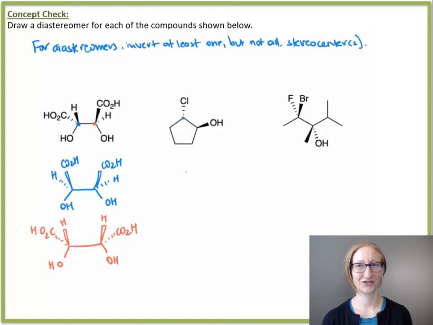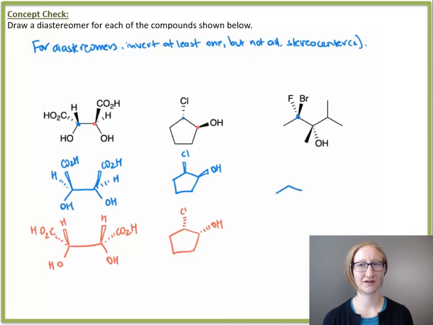For the second structure, I'll first invert the stereocenter with the chlorine. To do that, I'll simply change the dashed line to a wedge. Remember that for skeletal line drawings, that's the same as exchanging the chlorine and the hydrogen that's not drawn in. I can also invert the stereochemistry of the carbon bearing the alcohol by switching the alcohol from a wedge to a dash.